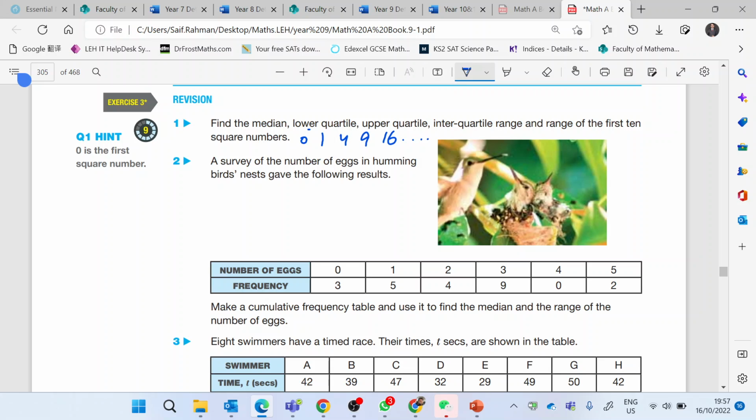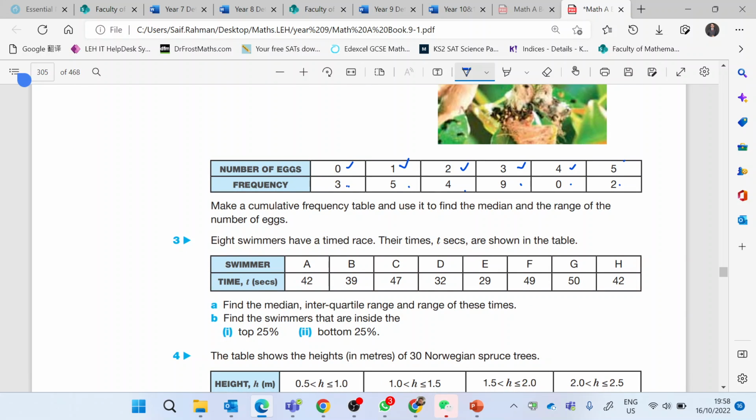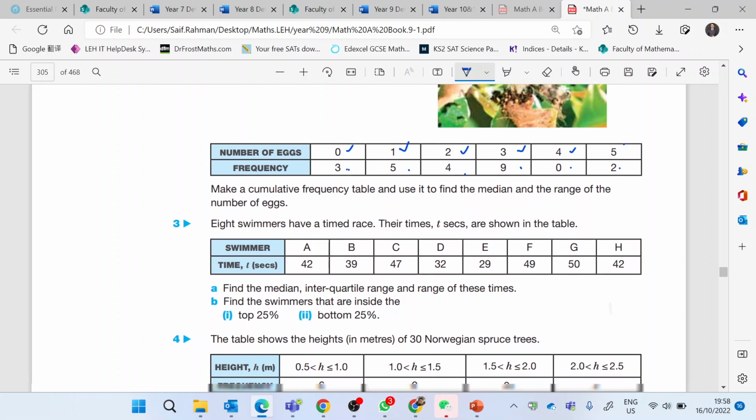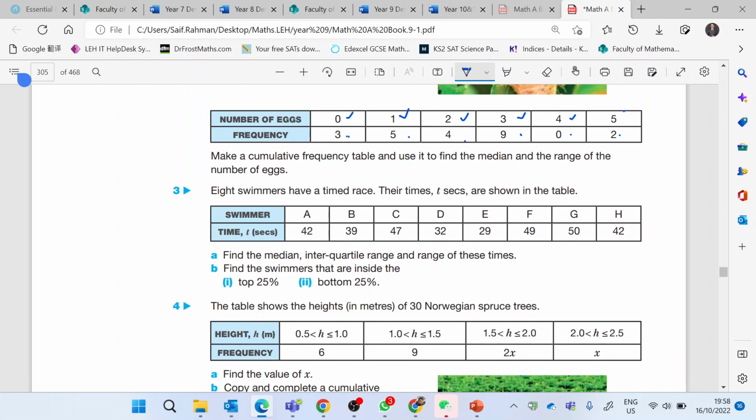A certain number of eggs in bird nests gave the following results. The number of eggs and the frequency: 0 eggs, 3 nests; 1 egg, 5 nests; 2 eggs, 4 nests; 3 eggs, and again this is the frequency. Make a cumulative frequency table and find the median and range of the number of eggs.